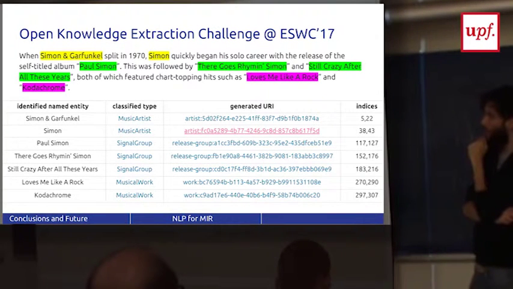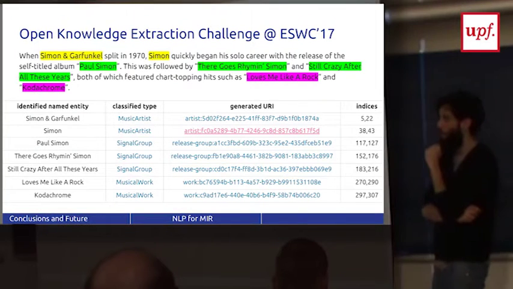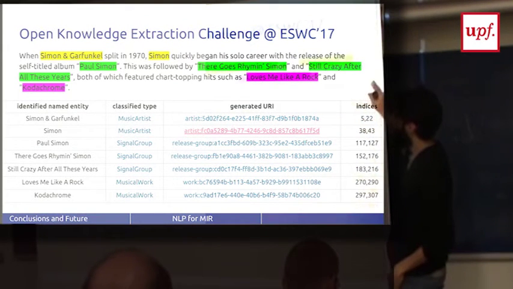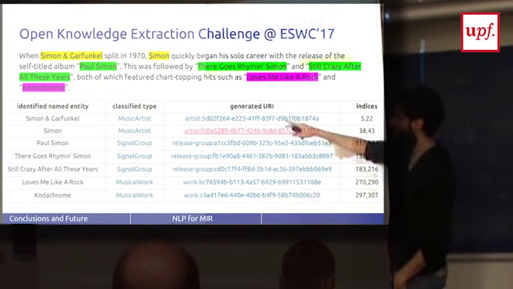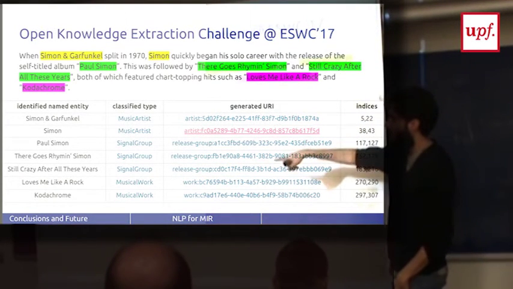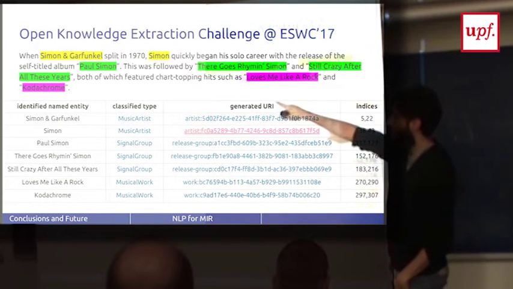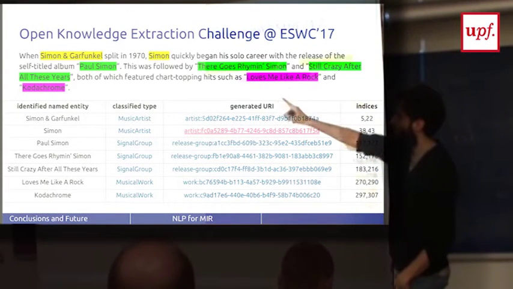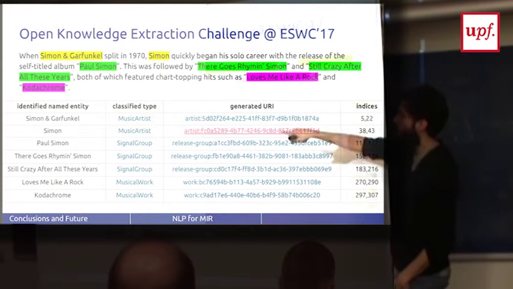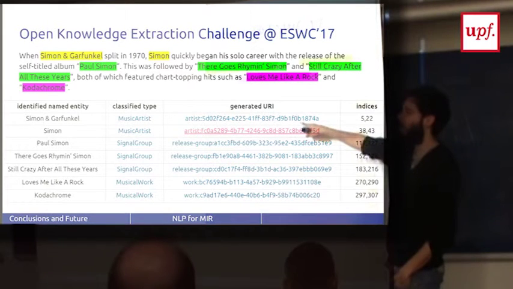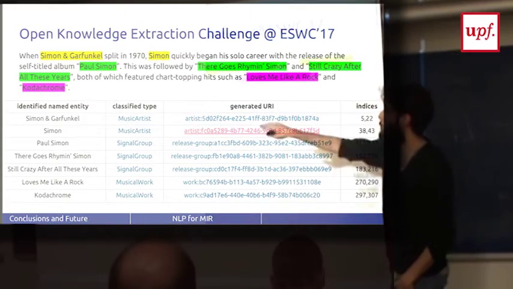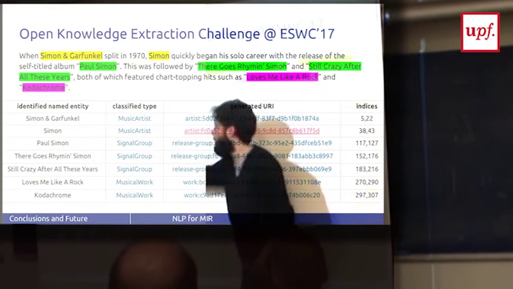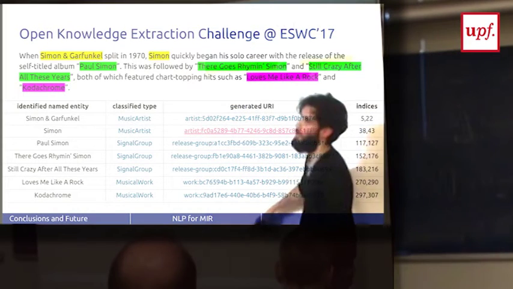Okay, here is an example of the challenge to illustrate. In the challenge, there are documents like this, and the task is to identify the entity, for example Simon and Garfunkel, which type is an artist, and what is the ID in MusicBrainz. So this should be the output of the system. This is for entity recognition, and this is for entity linking.